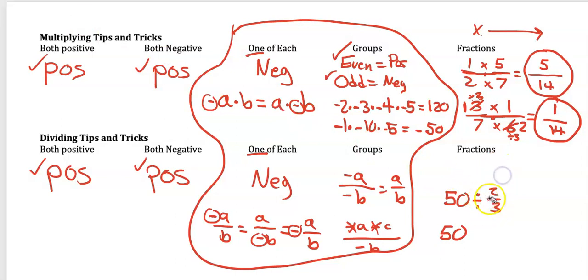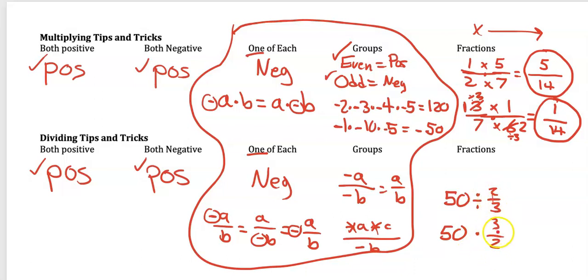But I just remember flip the second guy and multiply. So that's what I say. I just say flip the second guy and multiply. So I'm going to take 50 times 3/2. You don't actually truly divide fractions. You actually multiply by the reciprocal. You multiply by the reciprocal of the second fraction.